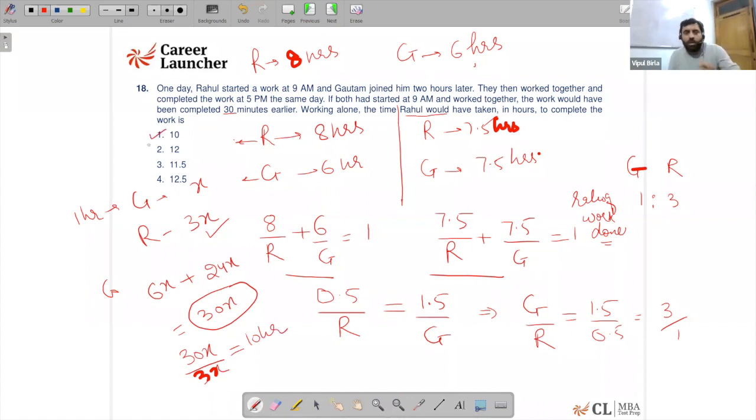So this is one way wherein I've made the equations and tried to solve this. Let's look at one of the shorter ways of looking at it. What we can do is just visualize and do it. I'm just erasing this and doing it.